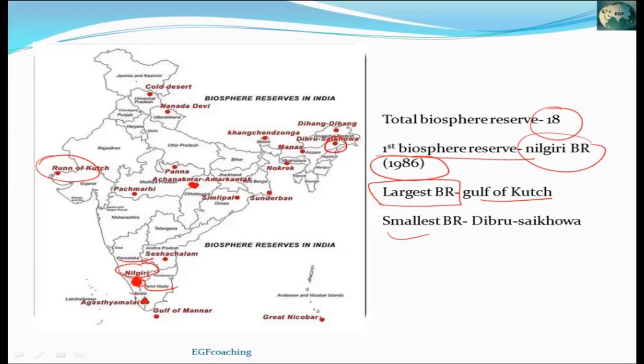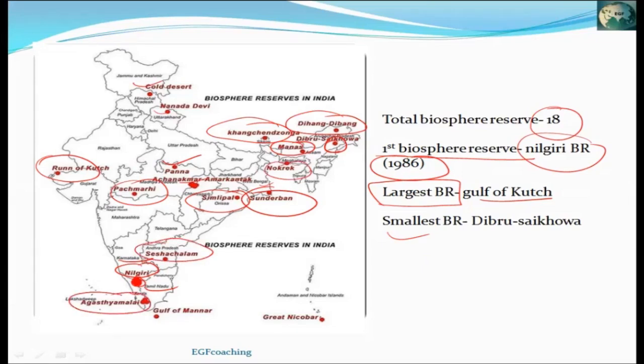Other than these, there are cold desert biosphere reserve in Himachal, Nanda Devi in Uttarakhand. There is Panna, Achanakmar Amarkantak, Pachmarhi in MP, and in Odisha there is Simlipal, Sundarban in West Bengal, Kanchenjunga in Sikkim, Dihang Dibang in Arunachal, then Manas in Assam, Nokrek in Meghalaya, Seshachalam in Andhra Pradesh, then Agasthyamalai in Kerala, Gulf of Mannar, Great Nicobar. These are all 18 biosphere reserves.